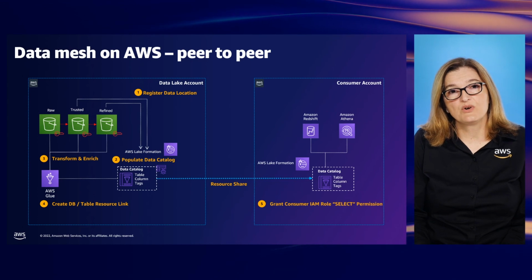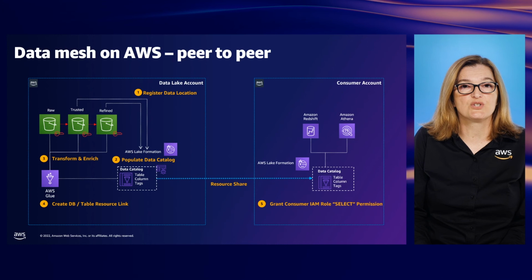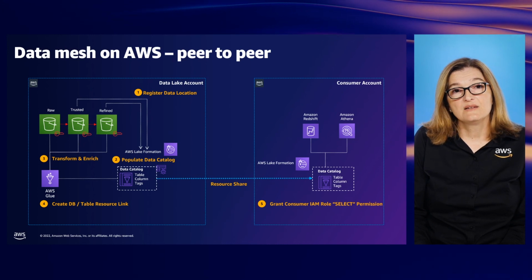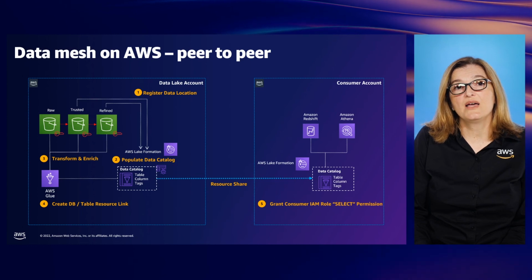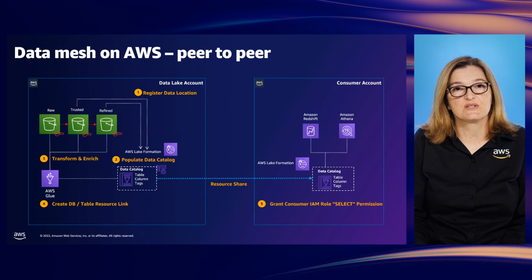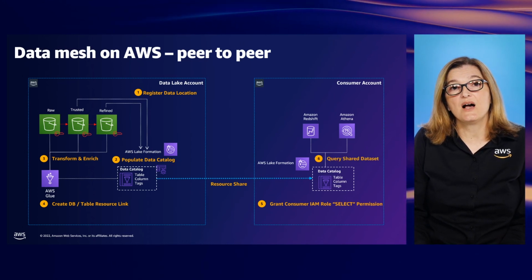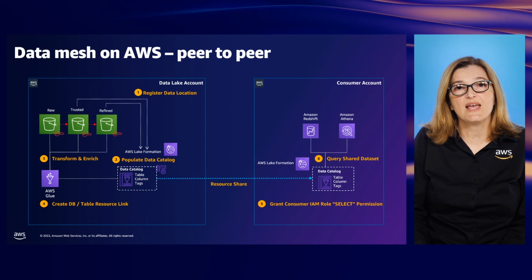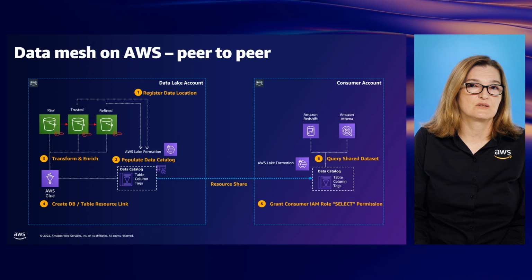Once in a consumer account, they will create a resource link pointing back to the original. Then, the consuming account data lake admin will grant IAM select or necessary permissions to the original users. Once a user has permissions in their IAM role, they can use any engine they need: Athena, Redshift, EMR, Glue.